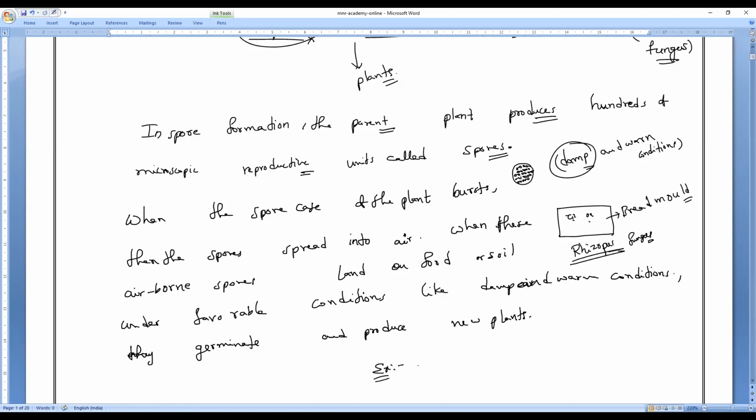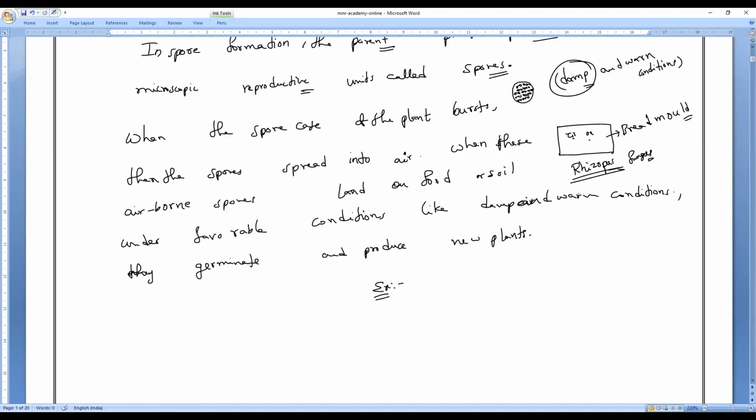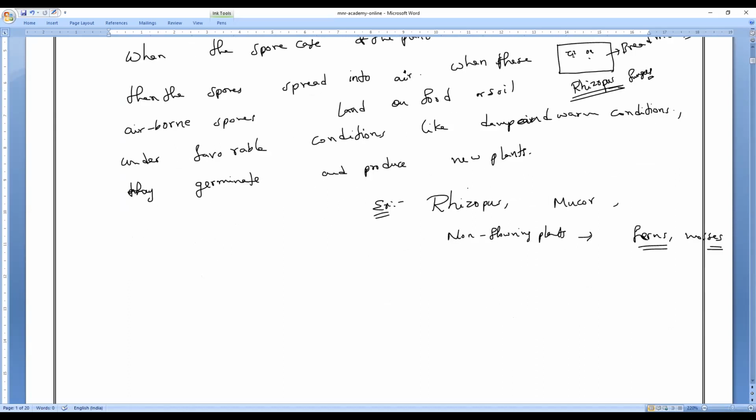So many examples you can take. The most popular example is bread mold or Rhizopus fungus. Bread mold is actually a fungus plant. You can take most of the non-flowering plants; they undergo this only. You can take examples like Rhizopus, and next Mucor. Non-flowering plants such as fern plants and moss plants will reproduce by this only. So these are the examples of spore formation. The reproductive technique these plants choose for further growing is spore formation.